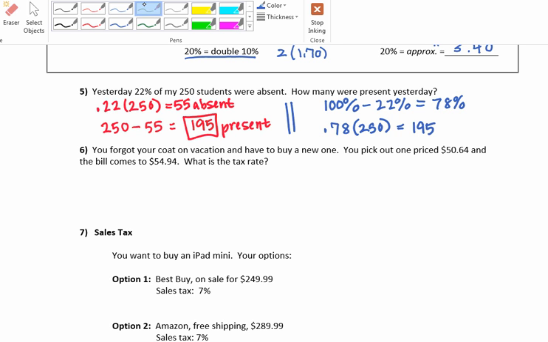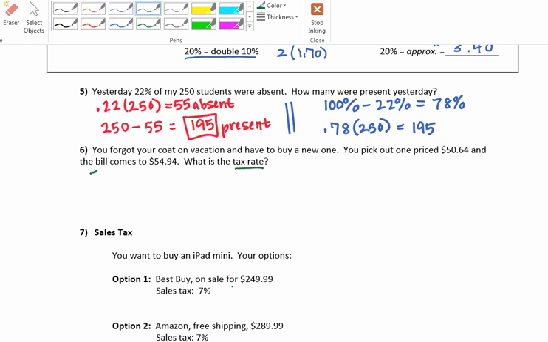How about this one? You forgot your coat on vacation and you have to buy a new one. You pick out one price, $50.64, and the bill comes to $54.94. What is the tax rate? Now, you could guess and check. You could say, well, Indiana is 7%, $50.64 times 7%. Is that the right answer? Is it too high? Is it too low? So you might be able to guess.